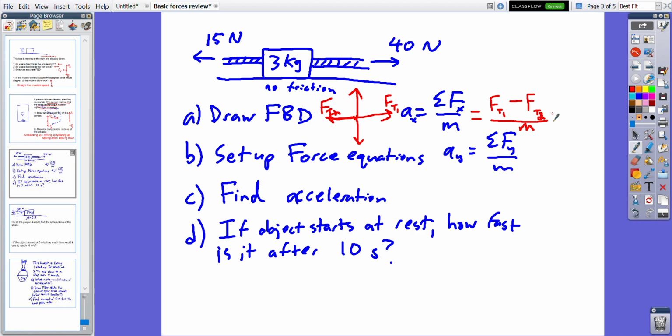Now you can go ahead and plug in numbers if you want. You could do 40 minus 15, right? Divided by 3. Okay. And that would actually be the answer to C, all right? So 40 minus 15 divided by 3 is 25 thirds, all right? You could have written that in decimal, of course. And that's going to be meters per second per second. Don't forget your units of acceleration, meters per second per second.